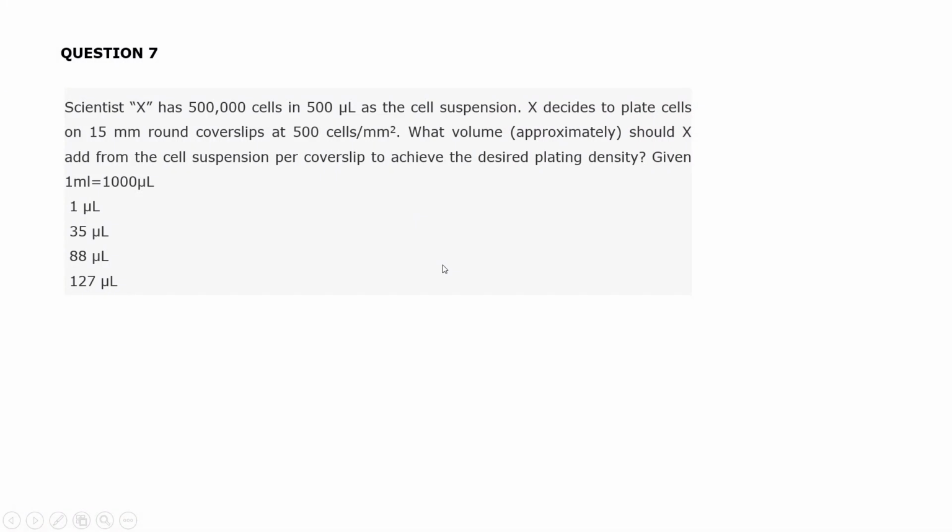Anyone knows the answer? Or should I give some time to calculate so you can also get an idea about it? I think I will just explain the answer here, how it was done. It's a mathematical question, so it might take some time. The answer to this question is 88 microliter.